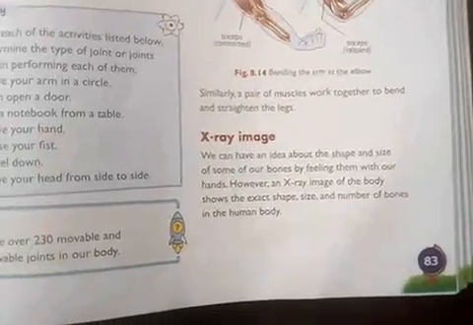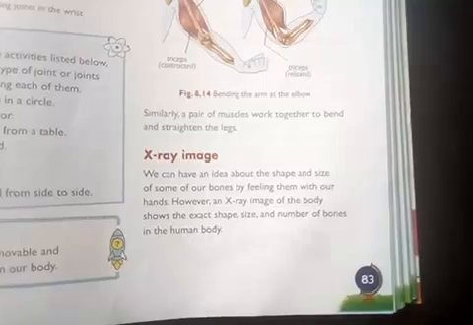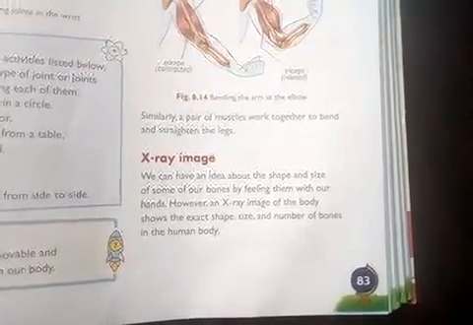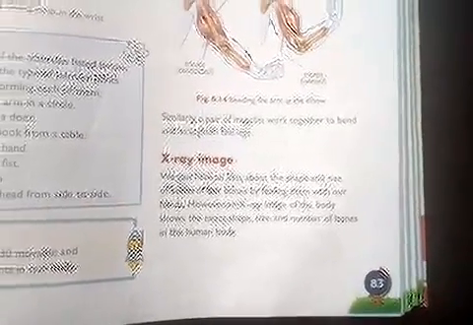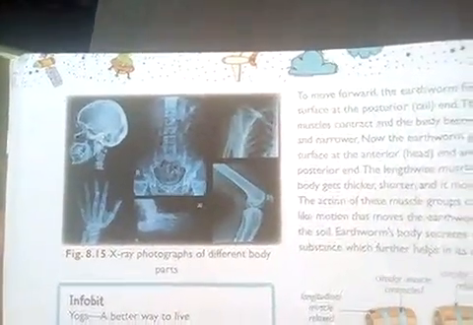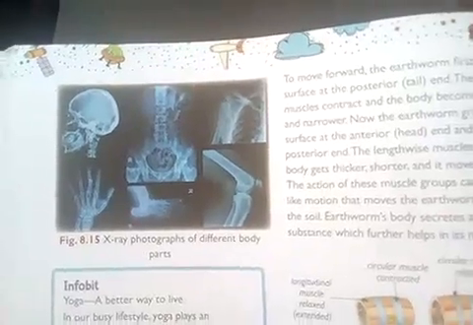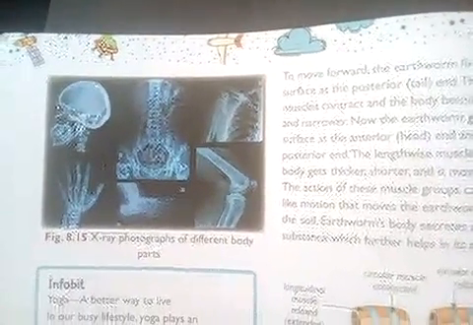Next one, X-ray images. We can feel some of our bones just by touching them with our hands, but if we want to see the bones, an X-ray needs to be done. An X-ray looks somewhat like this. With the help of an X-ray, we are able to see what bones are present in our body. So the skull, hands, legs, ribs and all those things can be observed.